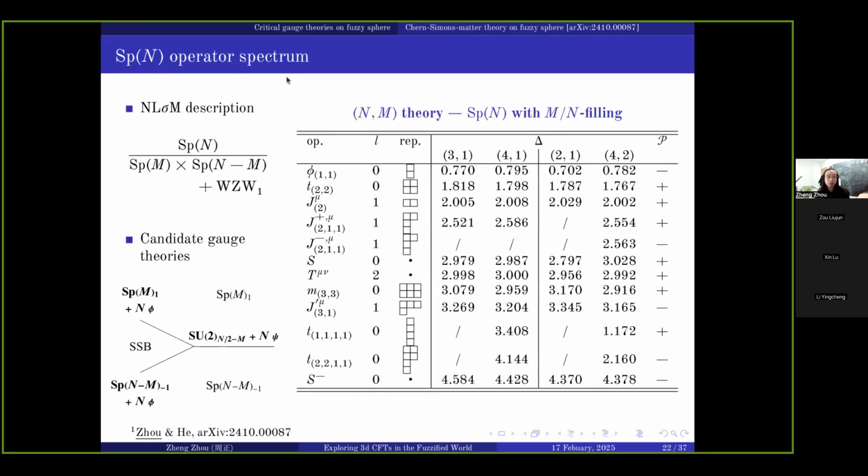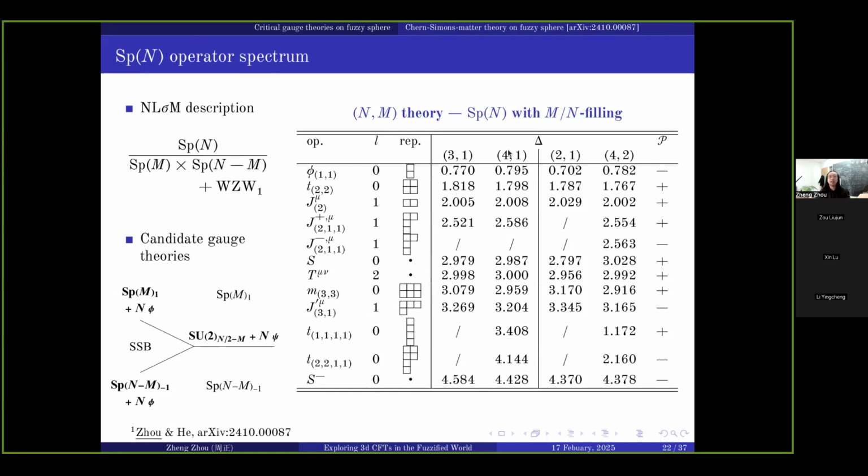We can also study the operator spectrum of the SPN model. Remind you that it is described by this nonlinear sigma model on a symplectic Grassmannian with a topological term, and it has many candidate gauge theories, although so far we are not sure which theory we are looking at.